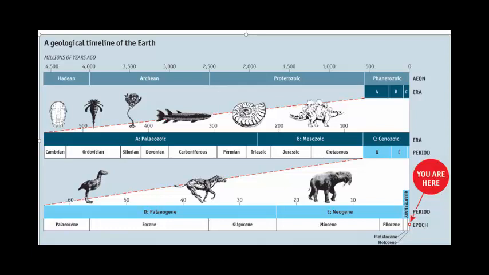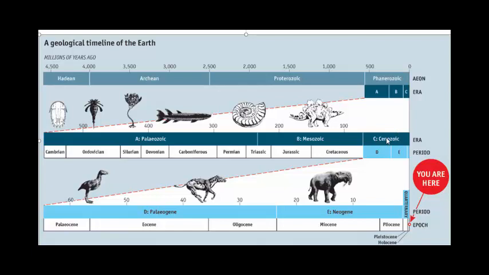Okay, I want to talk a little bit about the geological timeline of the Earth, which is basically a history of the Earth. And this is laid out. First, we have our eons, the Hadean, the Archean, Proterozoic, and the Phanerozoic. Now, this eon, the Phanerozoic, is expanded into A, B, and C sections: the Paleozoic, the Mesozoic, and the Cenozoic. And then the Cenozoic is expanded into two groups or periods called the Paleogene and the Neogene. And underneath this are epochs.